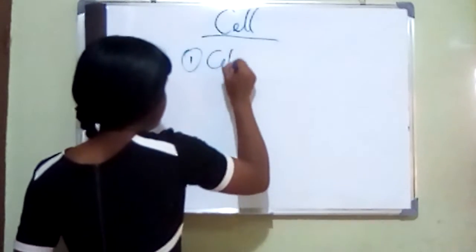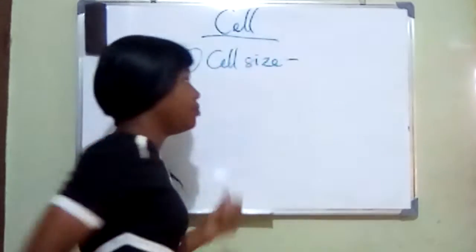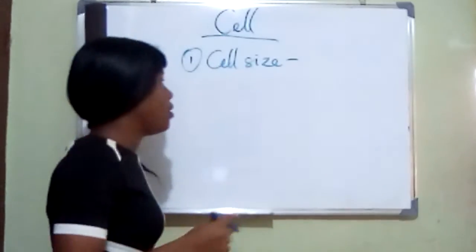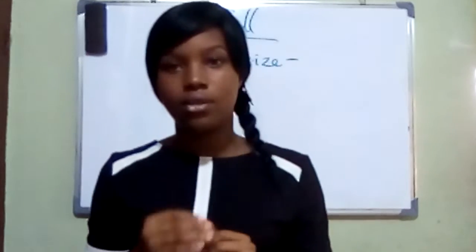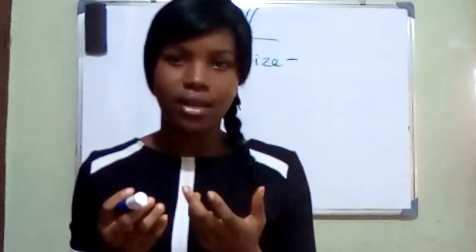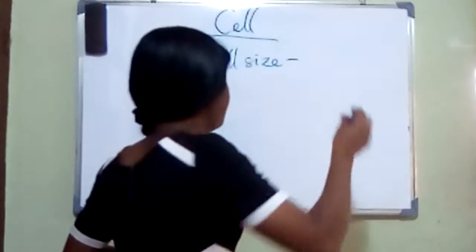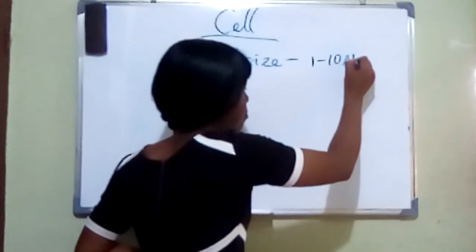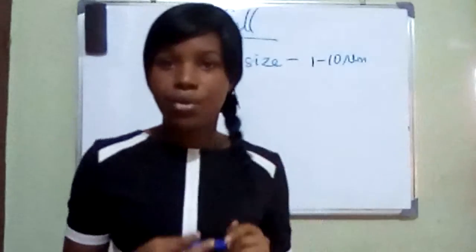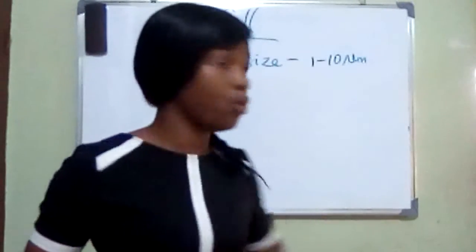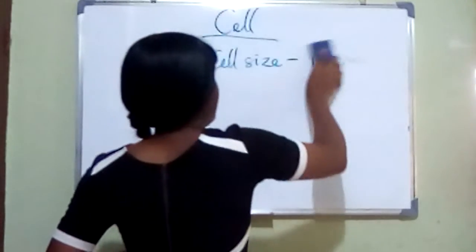First, cell size. Prokaryotic cells are usually very small. Most cells can only be viewed with the help of a microscope. You can't see them with your naked eyes. But these types of cells are really small, usually 1 to 10 micrometers. They are really tiny, and you would need a special kind of microscope to view them, like the electron microscope.